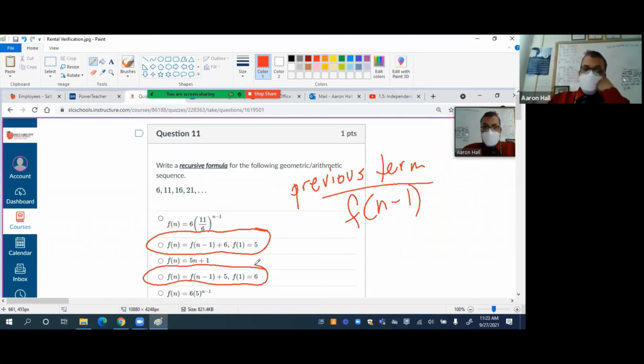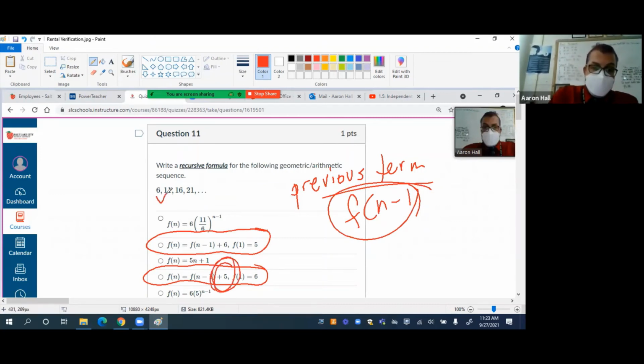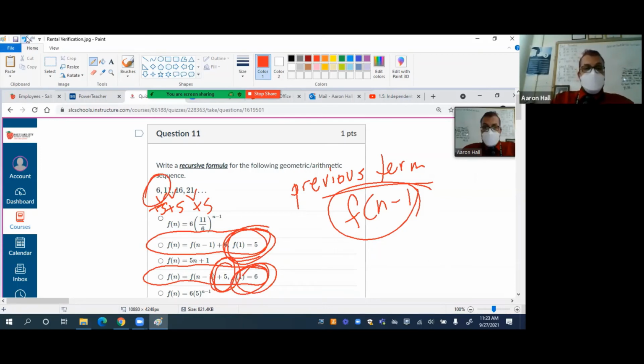Well, which one do you think it is? The first or the second? Louder? Second. The second. Why is it the second one? Because that one says it has... Yeah, we're saying the previous term plus 5. And that's what we saw previously, that we're just adding plus 5, plus 5, plus 5, plus 5 at each one. It also says that our first term is 6, and our first term is 6. So yeah, the answer has to be this second one right here. It has to be, because it even says that.